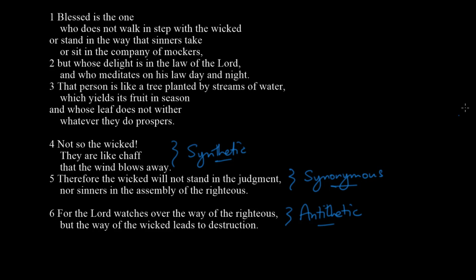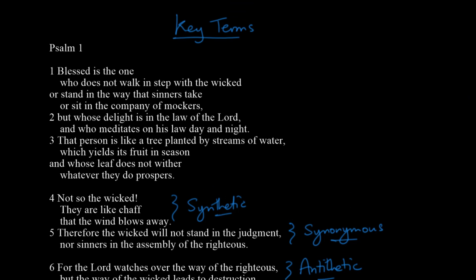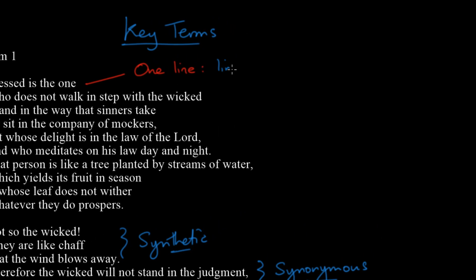and we're definitely going to develop these ideas in more detail. Now, if we want to talk about a specific line of poetry, so let's take line 1 here, and we want to talk about one line, then what do we call that? Well, scholars have come up with different terms. You could simply call it a line, of course.